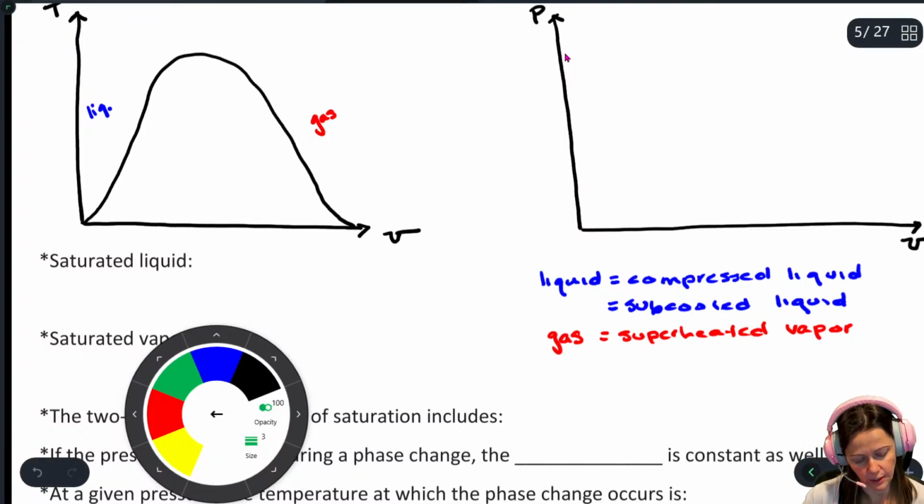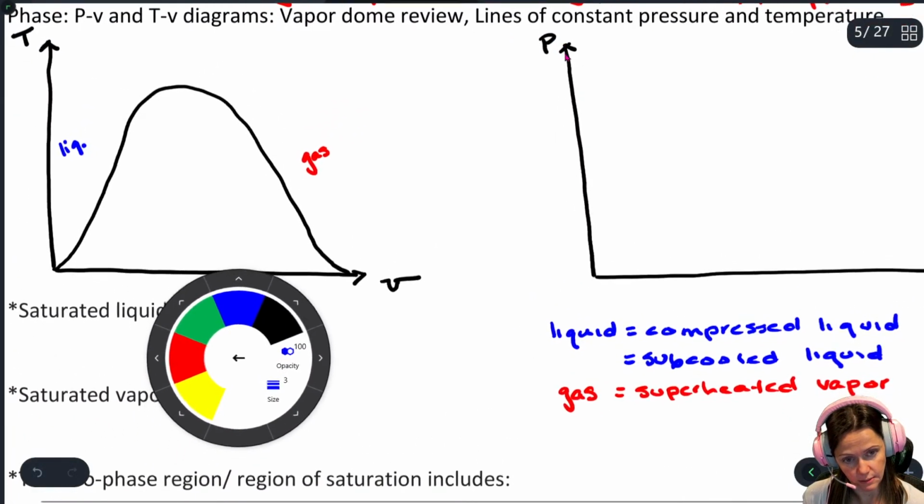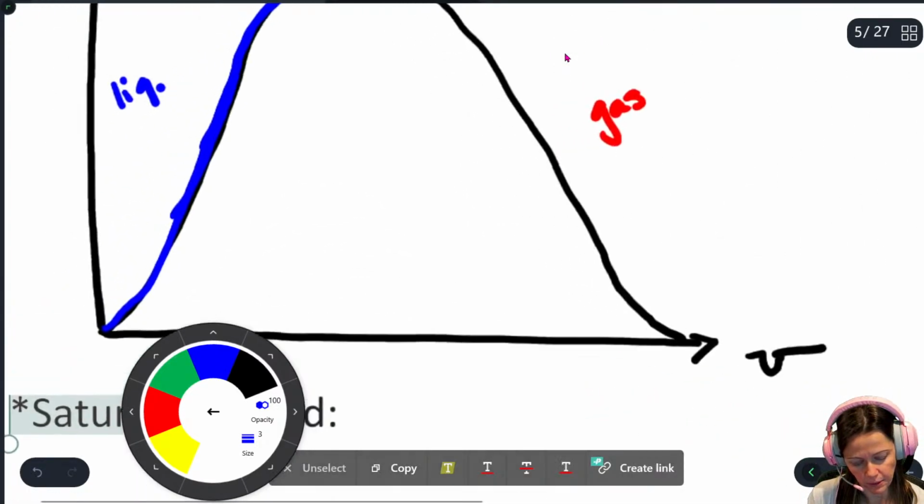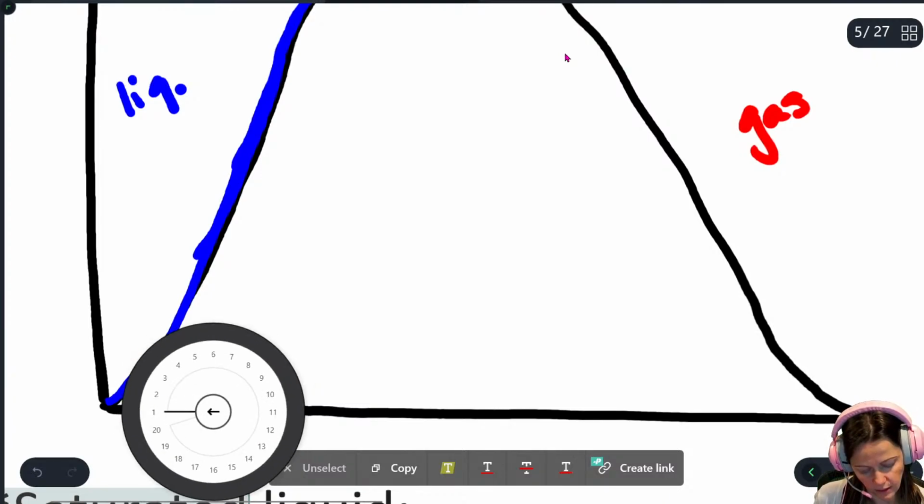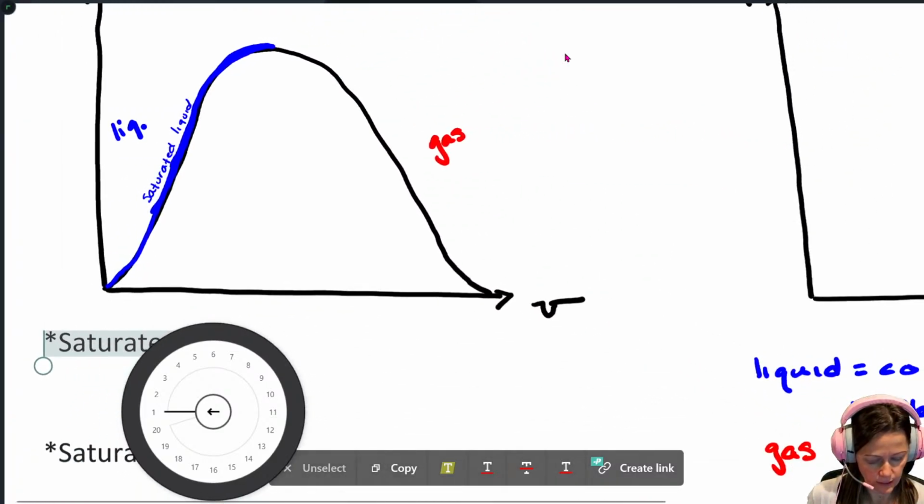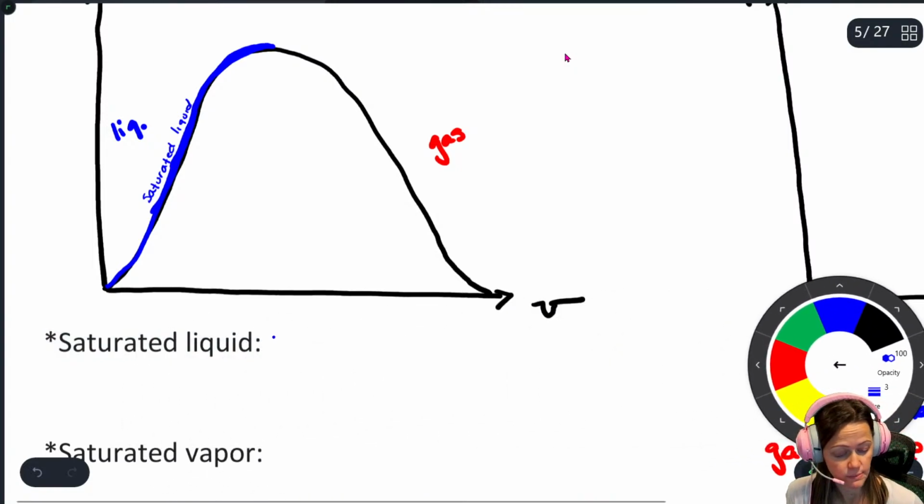underneath that dome, actually, let's talk about on the dome. If I look at this TV diagram, everything that's on this side, on that little line, we call it a saturated vapor. I'm going to zoom in here just so I can write a little bit better. But if it's on this line, it's called a saturated liquid. And so our saturated liquid definition right here, it's 100% liquid.